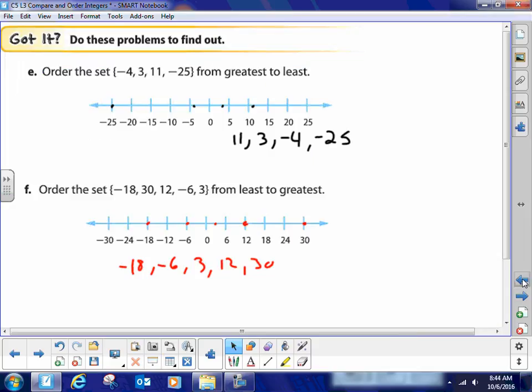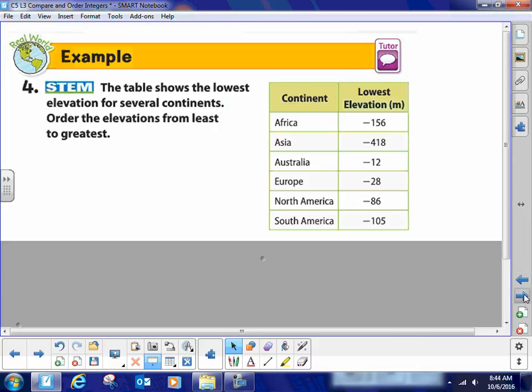Let me go back and make sure I finished everything. All right, excellent. All right, this is the last example. It says the table shows the lowest elevation for several continents. Order the elevations from least to greatest. Okay? Now they all are negative numbers. So the bigger the negative number, the smaller it is. So that's all I'm just going to do.